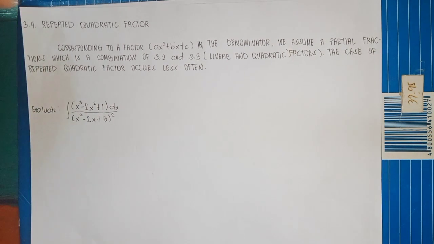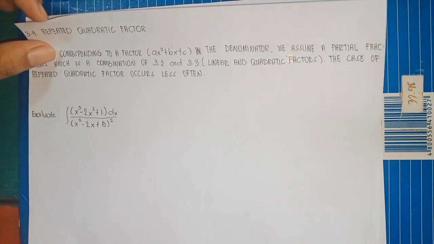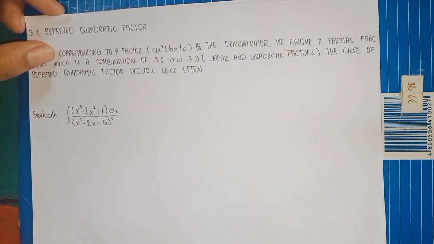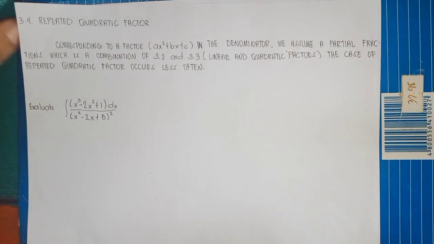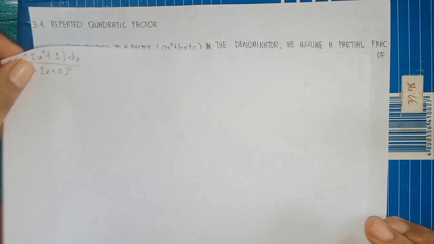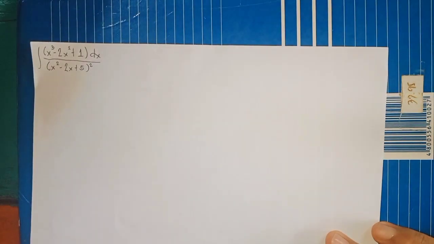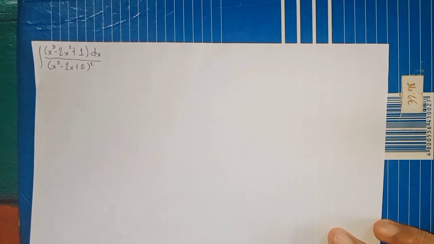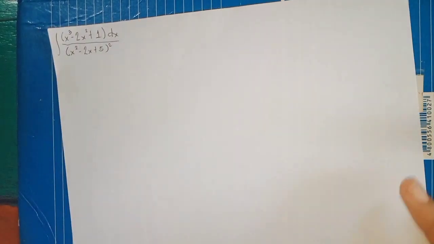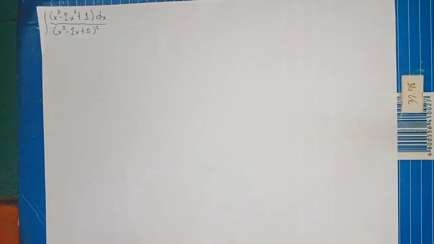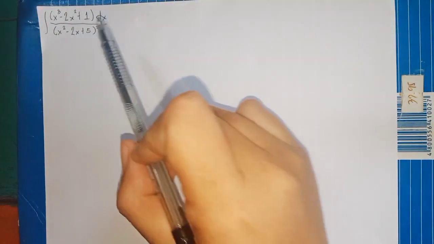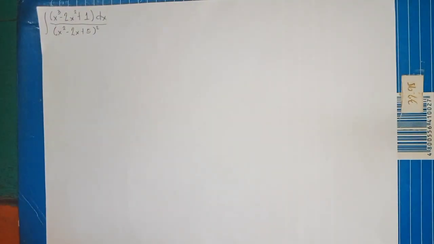So we have here an example: integrate the quantity x cubed minus 2x squared plus 1 dx all over the quantity x squared minus 2x plus 5. So let's solve this. Para mas maintindihan natin yung repeated quadratic factor. As we can see, the denominator quadratic factor is repeated because of the squared. It can be repeated into 2.